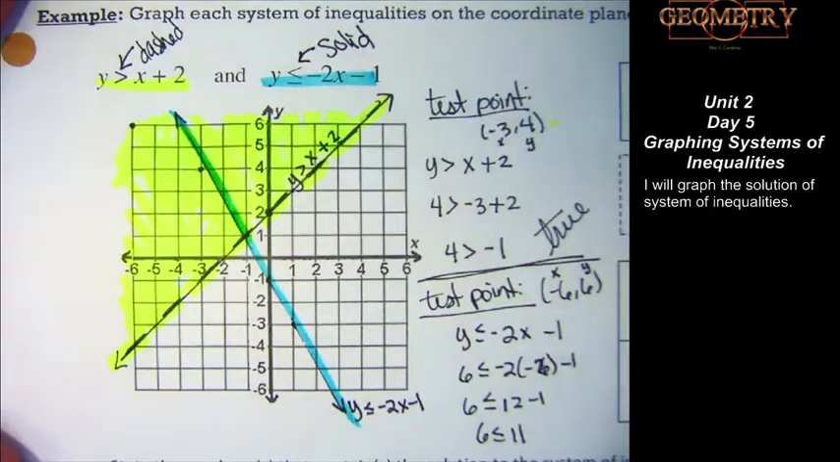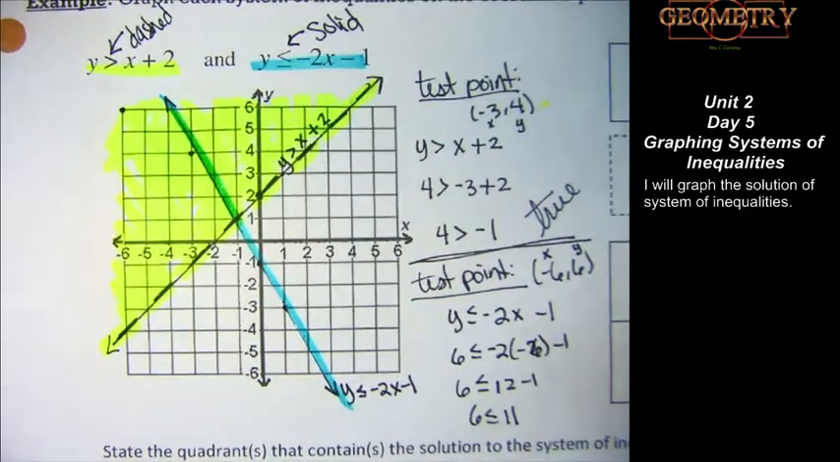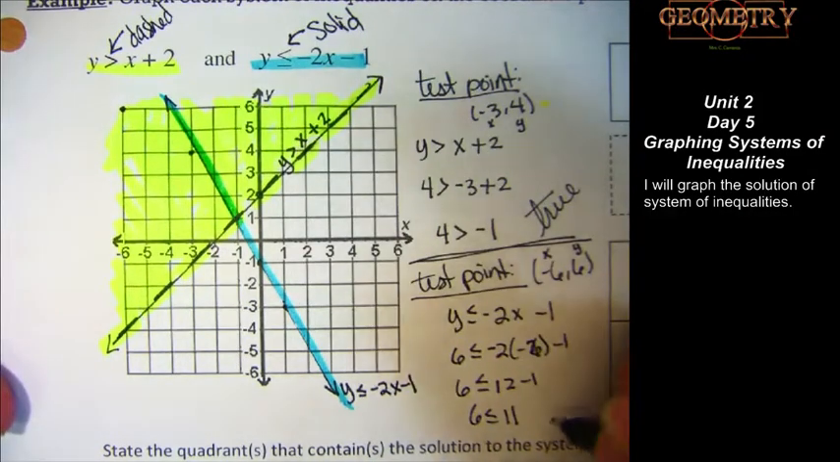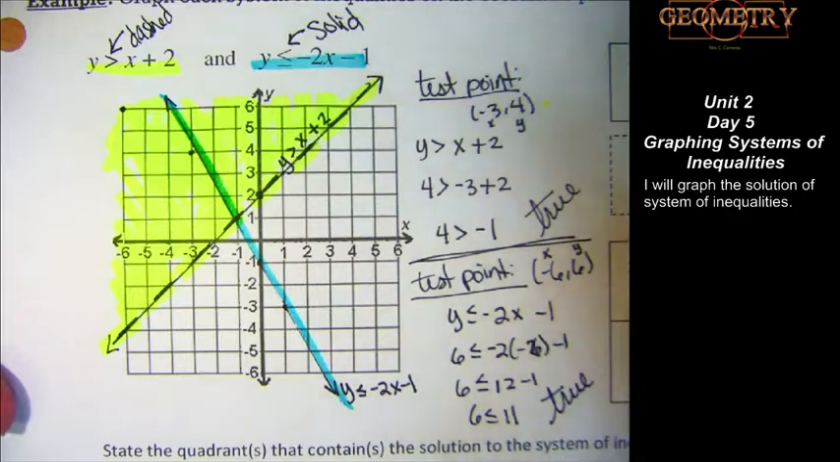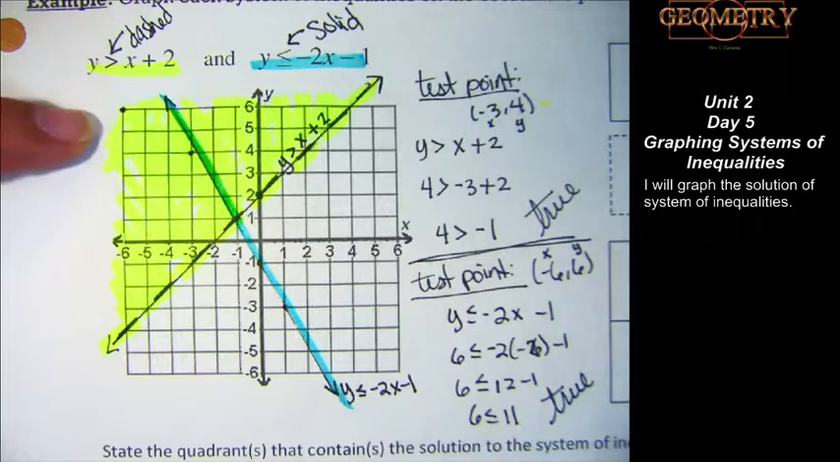And I end up with a statement that says 6 is less than or equal to 11. True or false? True. That's a true statement. And so the side of the line where -6, 6 lives, which is over here, that's the side of the line I'm going to color.